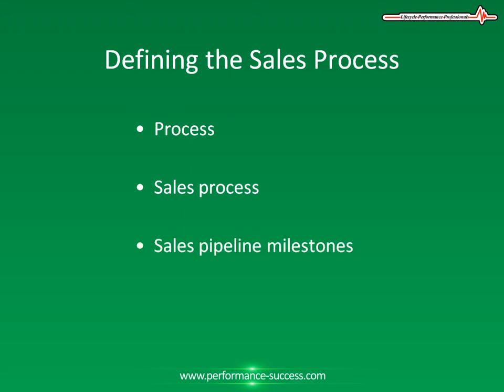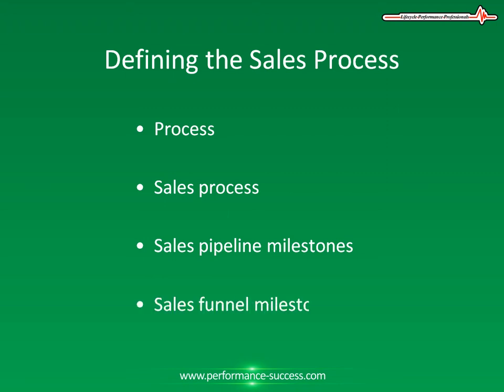Sales pipeline milestones. These are measurable events that can take place during sales cycles that enable sales management to assess the status of opportunities for the purpose of forecasting. Ideally, most of these milestones are objective and auditable.